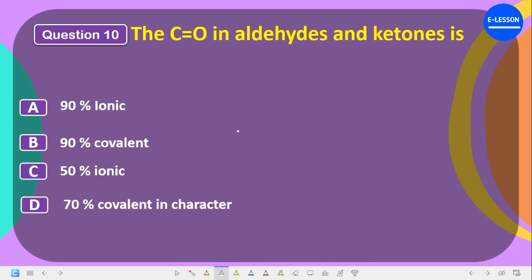The next says the CO bond in aldehyde and ketone is. Now this question seems somehow confusing, because the CO bonds in aldehydes and ketones are covalent in character, but the percentage is unclear. If I will go with any at all, I should go with 70% covalent in character, because it is more covalent than it is ionic. So 70% covalent in character, that's what I will go by. But you could still do more research to get the particular answer. I've searched online and everywhere, and I couldn't get it. Maybe it was given by the lecturer in his notes, definitely. So that is that. Now let's look at the next.